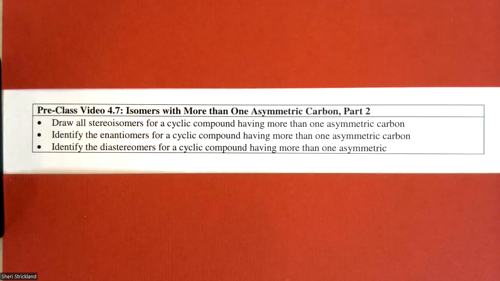In this video, we will finish up our investigation of isomers with more than one asymmetric carbon. Take a minute to read through these student learning objectives. These are the things you should be able to do by the end of this video so that you're ready for the more difficult things we will do together in class.